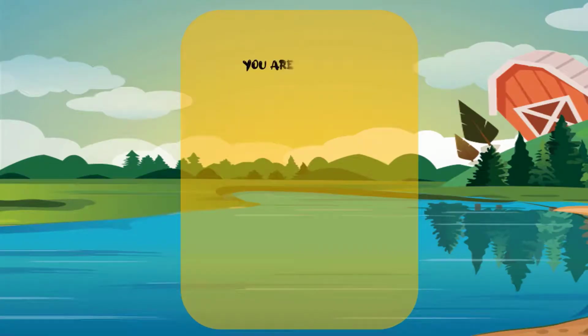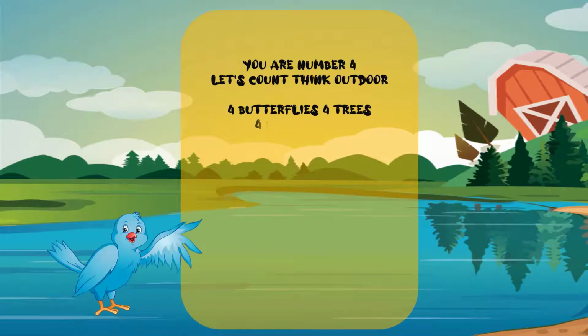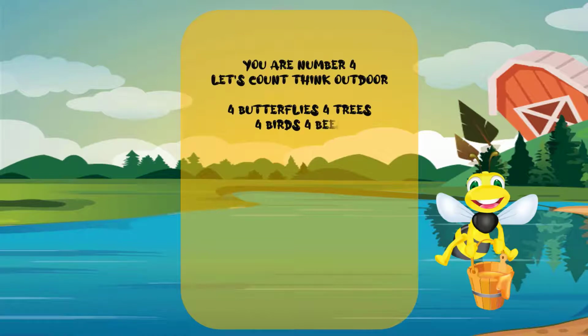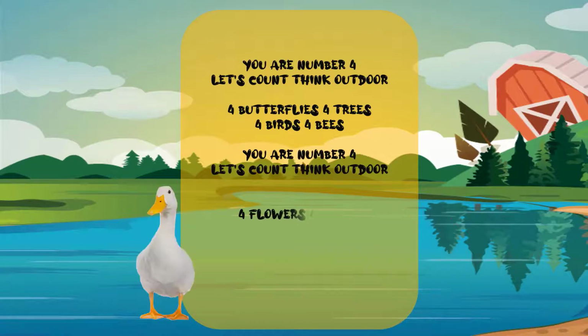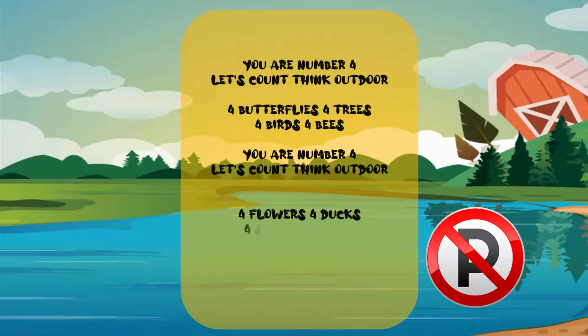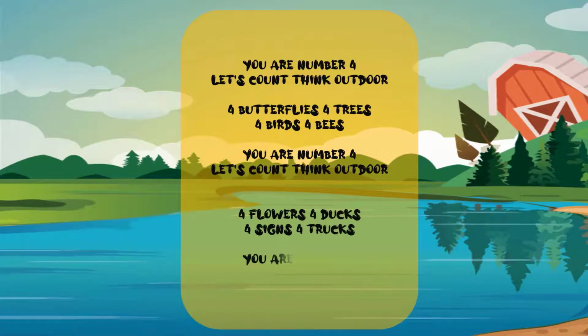You are number 4. Let's count things outdoors. 4 butterflies, 4 trees, 4 birds, 4 bees. You are number 4. Let's count things outdoors. 4 flowers, 4 ducks, 4 signs, 4 trucks. You are number 4. Let's count things outdoors.